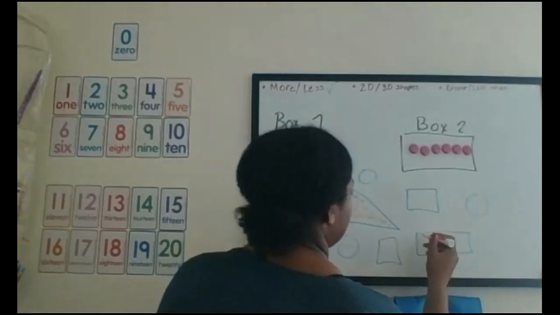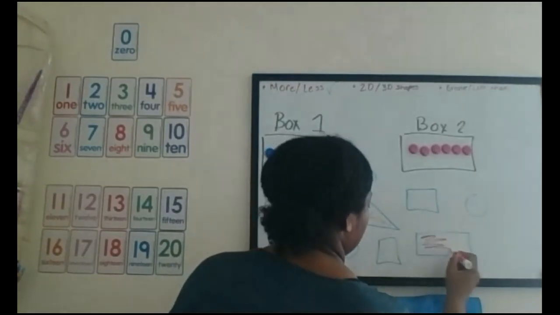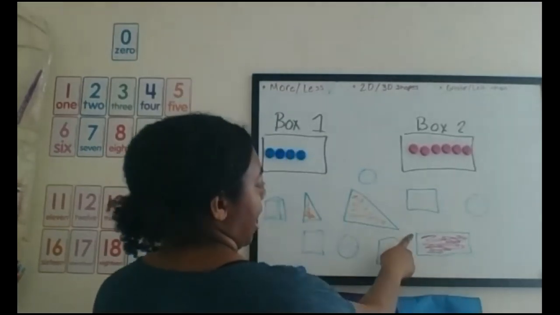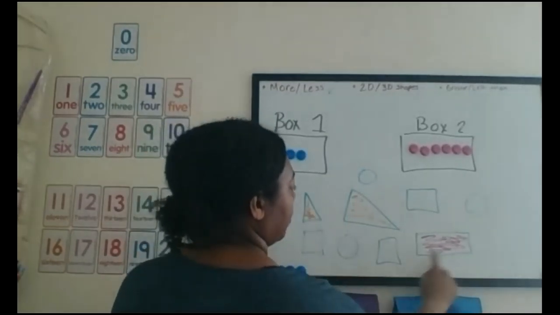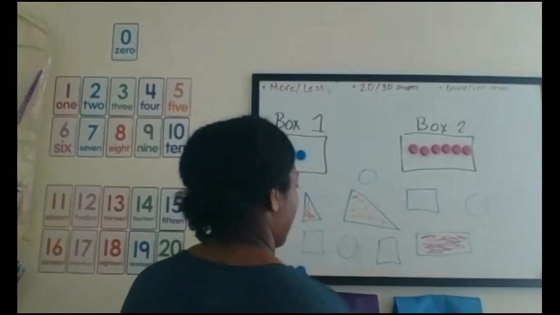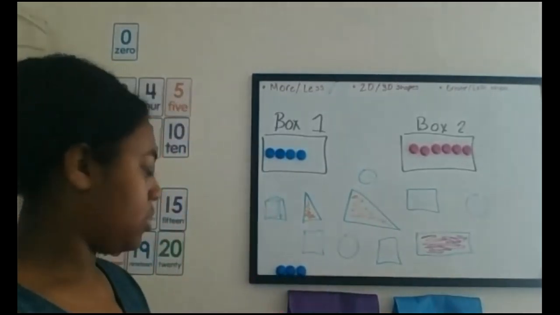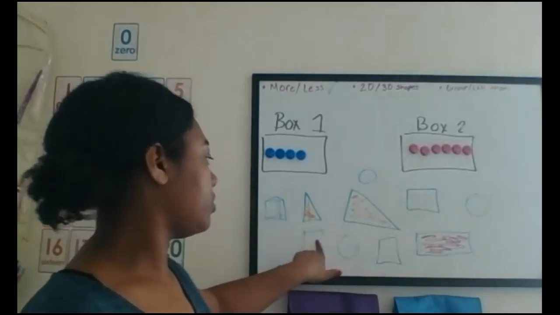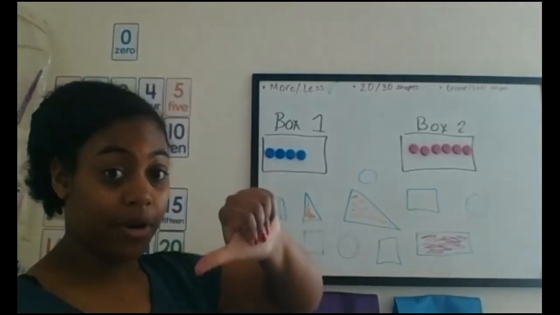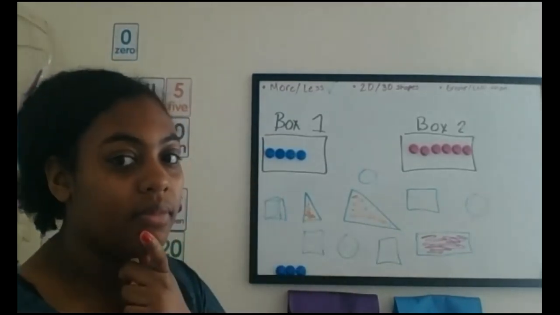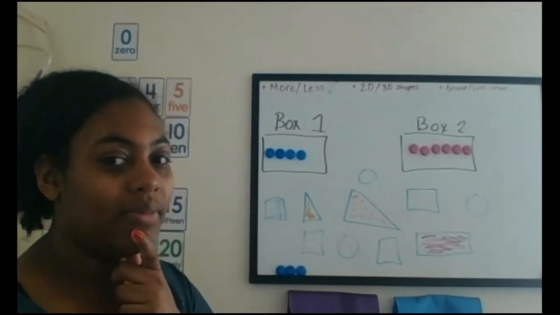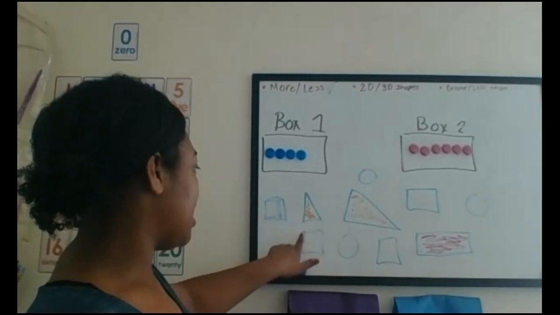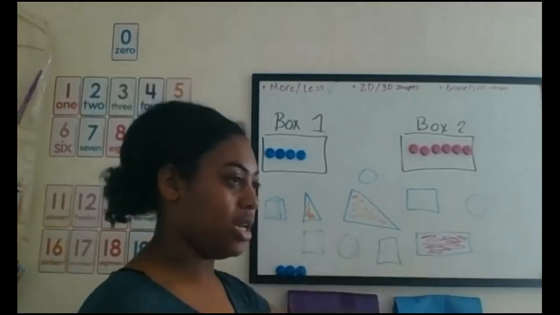You should have pointed to this one. This is definitely a rectangle. I'm going to color my rectangles in pink. I have 1, 2, 3, 4 corners and 4 straight sides. Now, are these shapes rectangles too? Yes or no? Yes. They have 4 straight sides and 4 corners, just like this one.